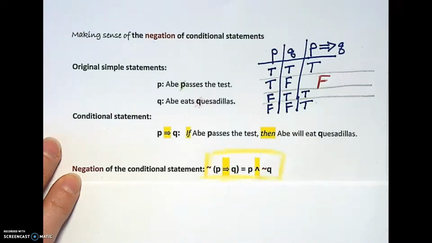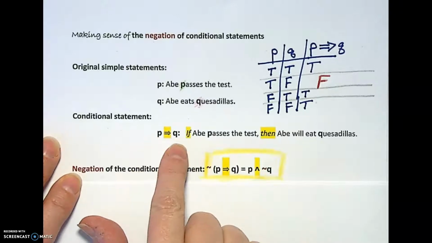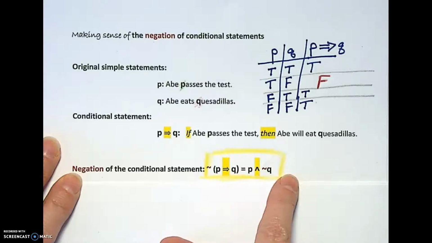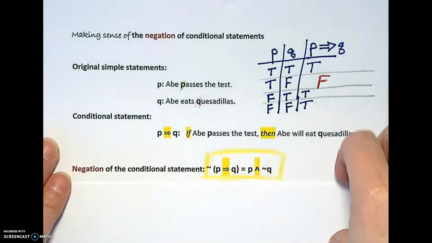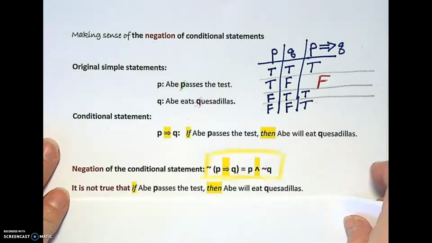So we're going to look at this a slightly different way. Instead of just the negation of the conditional being the conditional statement, P arrow Q, P implies Q, if P then Q, is the same as P and not Q. I'm going to look at it a slightly different way. Instead of just the negation of that, I'm going to negate it by saying it is not true that if Abe passes the test, then Abe will eat quesadillas.